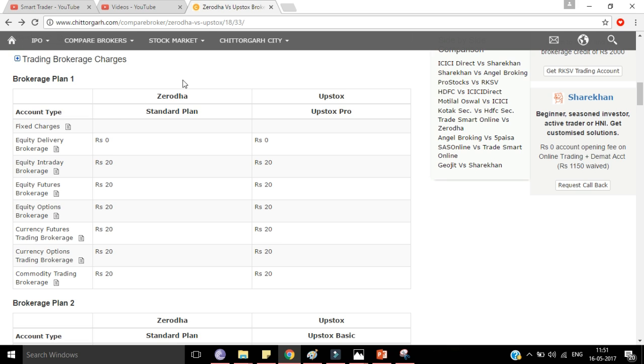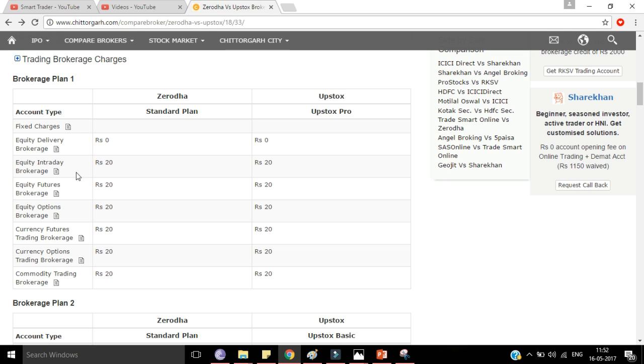Talking about the brokerage plan, both look identical. You see, for equity delivery brokerage both provide zero. So that's zero brokerage for equity delivery. But guys, other charges are applicable. When we say zero, only the brokerage which goes to Zerodha and Upstox is 0 rupees. All your remaining STT and other charges will be applicable.